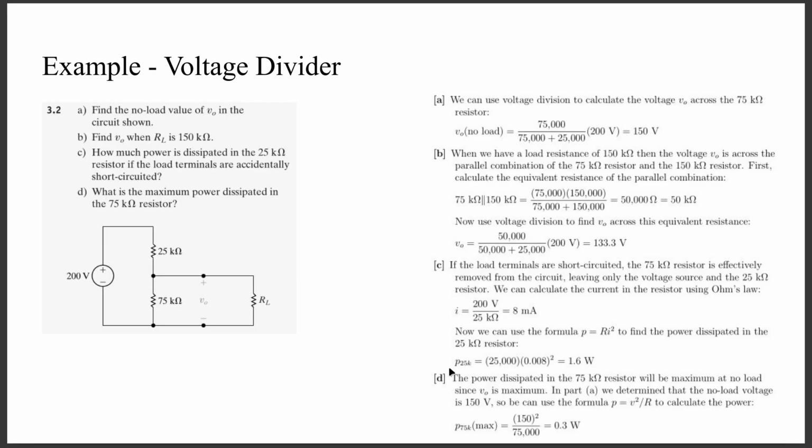The power dissipated in the 75 kilo ohm resistor would be maximum at no load, since V naught is maximum in part A. We determined that the no load voltage is 150 volts, so we can use the formula P is equal to V squared over R to calculate the power, which would be 0.3 watts.